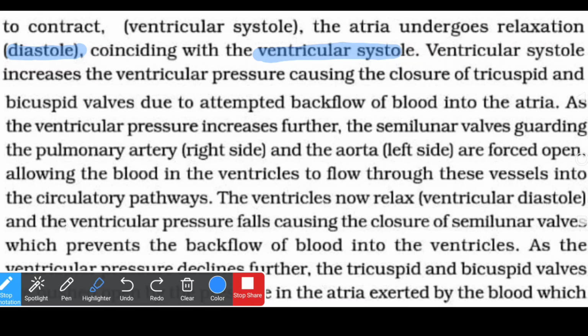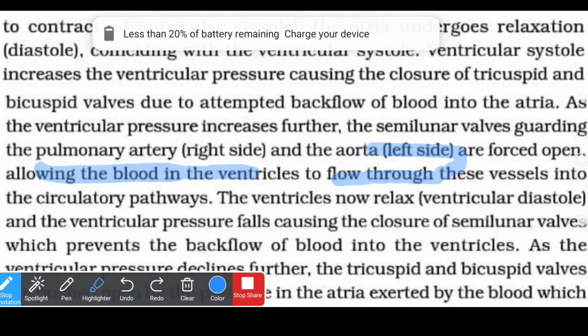The ventricular systole increases the ventricular pressure, causing the closure of the tricuspid and the bicuspid valves due to attempted backflow, which means they can be opened in one direction only. Whenever the backflow of blood takes place, that closes the tricuspid and the bicuspid valves. As the ventricular pressure increases further, the semilunar valves guarding the pulmonary artery in the right ventricle, and the aorta in the left ventricle, are forced open.